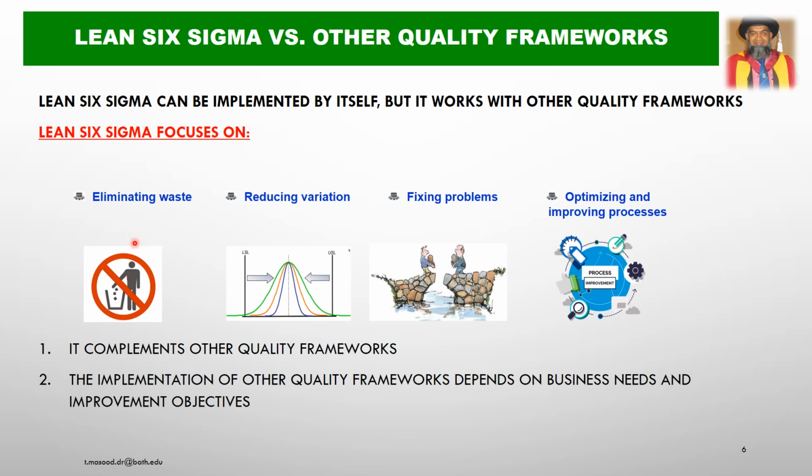So here you eliminate waste and reduce the variation. You can see the different colors showing where you are and how you can improve, fixing the problems here, and here the process improvement. Most importantly, all quality management system frameworks complement each other. The implementation of other quality frameworks depends on business need and improvement objective: where we are, where we want to be, what the key parameters are, what our focus is, and what we want to enhance or improve.